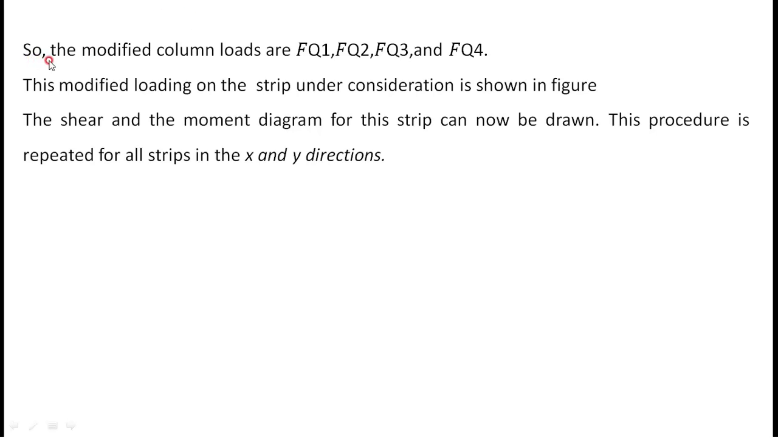One more point is here, the modified column loads, that is only Fq1, Fq2, Fq3, Fq4, this modified loading on the strip under consideration is shown in the figure. The shear and bending moment diagram for this strip can now be drawn. This procedure is repeated for all strips in x and y direction. Okay, the same problem whatever is mentioned now, I will solve in the next video. After seeing that video, you come back again to this video and see it. Okay, you will get it.